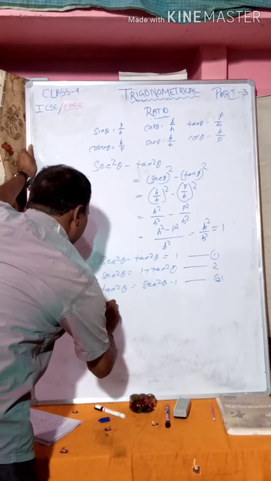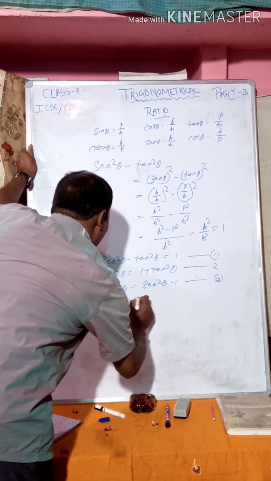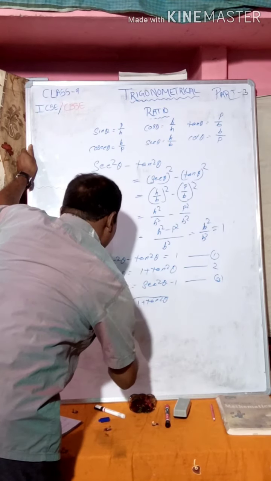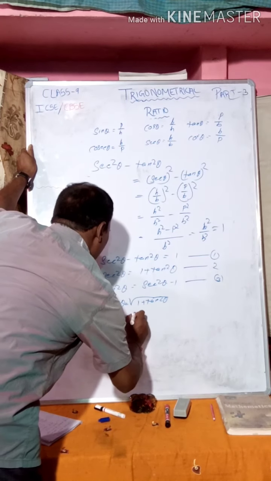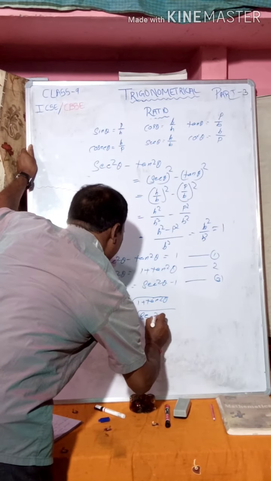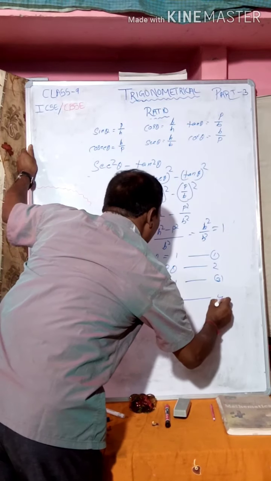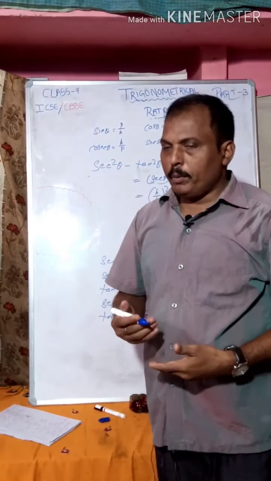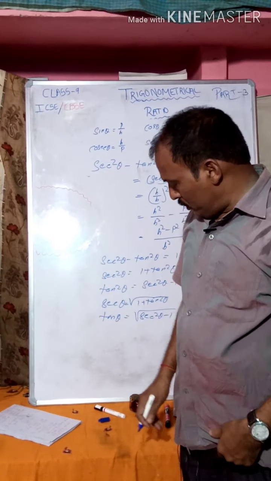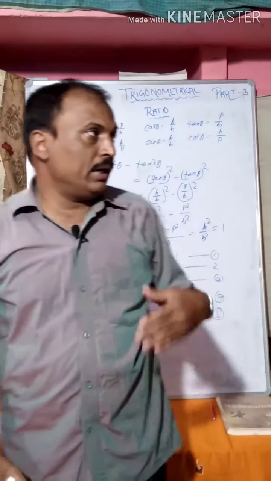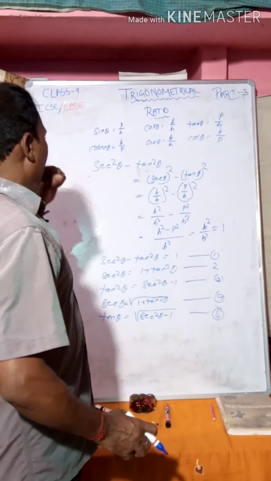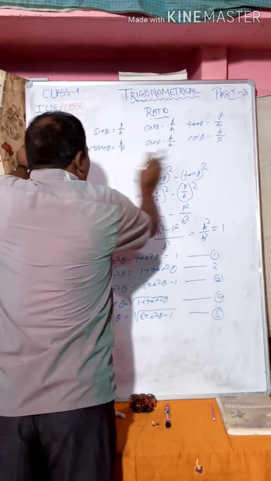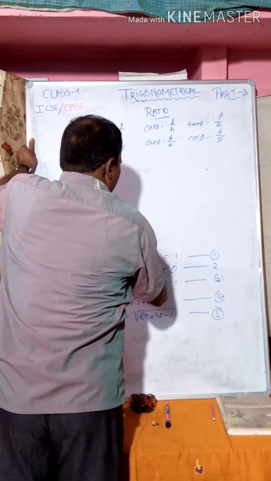Likewise, sec theta is equal to square root of 1 plus tan square theta, and tan theta is equal to square root of sec square theta minus 1. This is the fourth and this is the fifth. This much is the formula, and we can also discuss the last formula. Take a screenshot, then we will discuss the last formula.